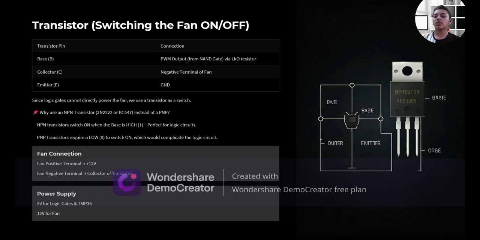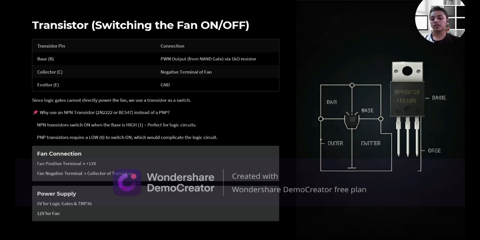Now we see the implementation of the transistor switching the fan on and off. Here you see the pin configuration: base is connected to the PWM output, collector is connected to the negative terminal of the fan, and emitter is connected to the ground. Since a logic gate cannot directly power the fan, we use a transistor as a switch. Now you can see why we use an NPN transistor instead of a PNP transistor.